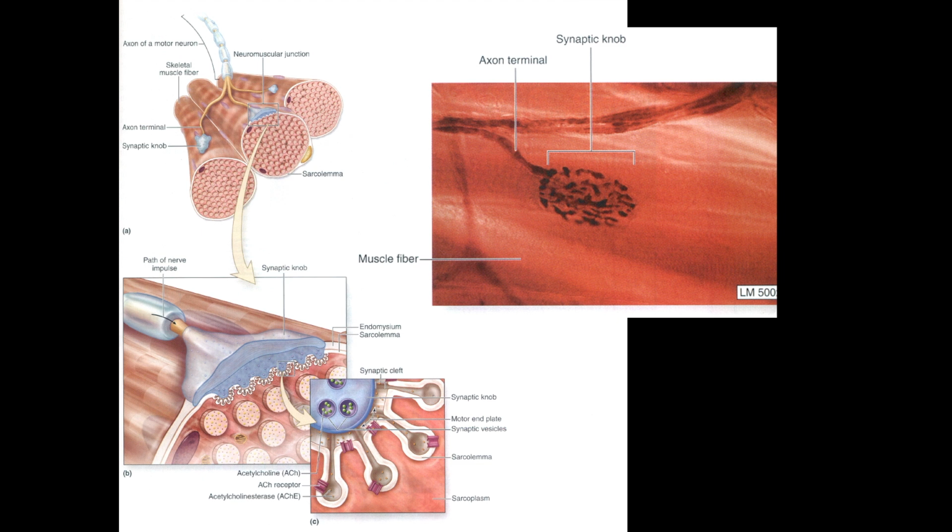So a motor nerve uses acetylcholine, or ACh, as a neurotransmitter. Those are the green balls that you see trapped inside the larger purple balls. These are what we call the synaptic vesicles, and they hold acetylcholine. The blue area is called the synaptic knob.